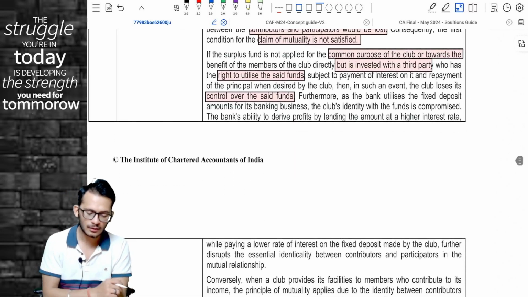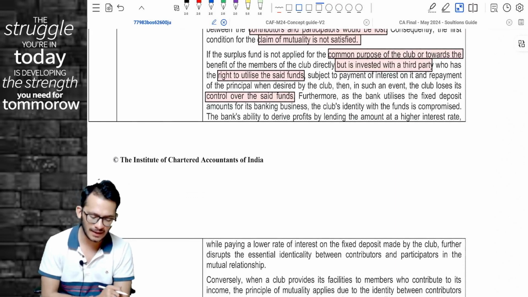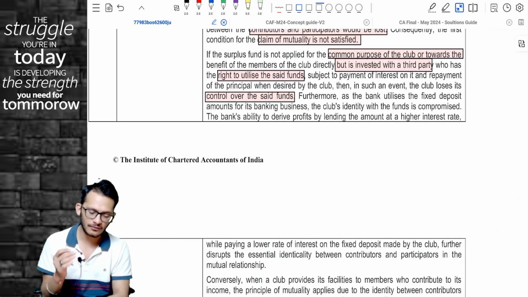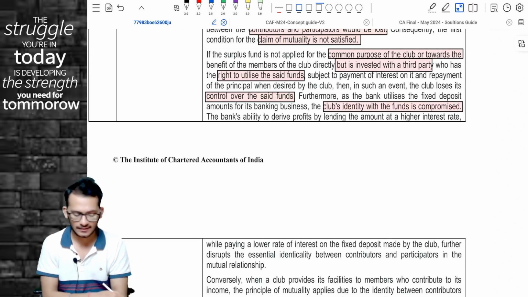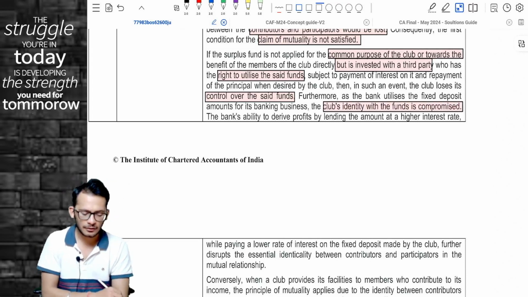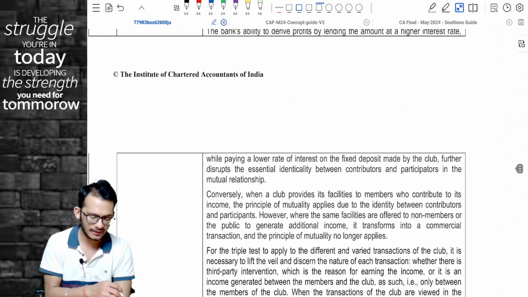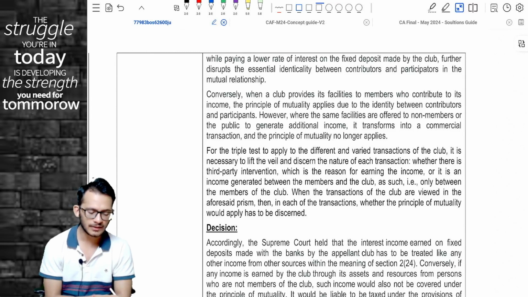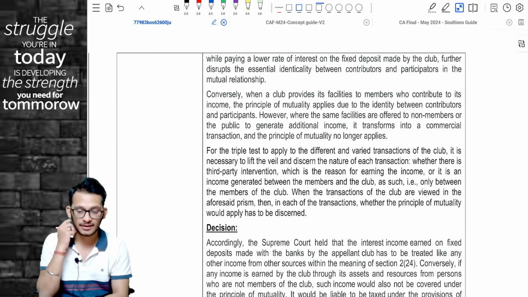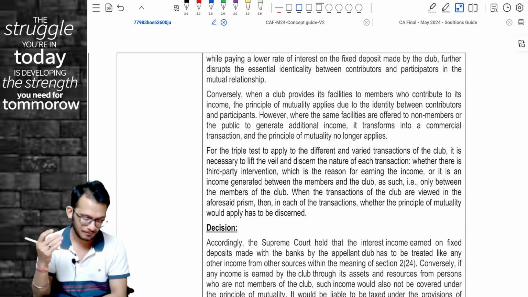Furthermore, as the bank utilizes the fixed deposit amounts for its banking business, the club's identity with the fund is compromised. The bank's ability to derive profits by lending amount at a higher rate of interest while paying a lower rate of interest on the fixed deposit made by the club further disrupts the essential identity between the contributors and participators in a mutual relationship. They are just repeating the same thing again.